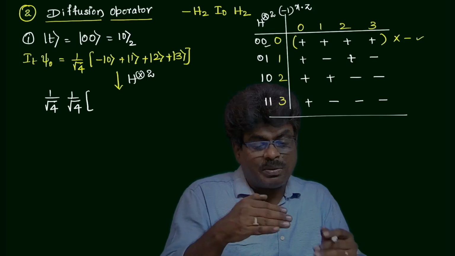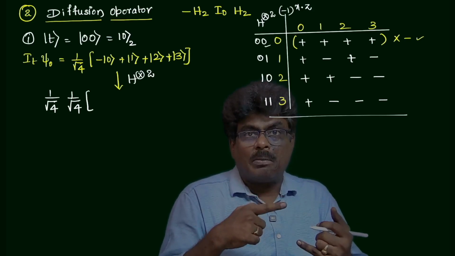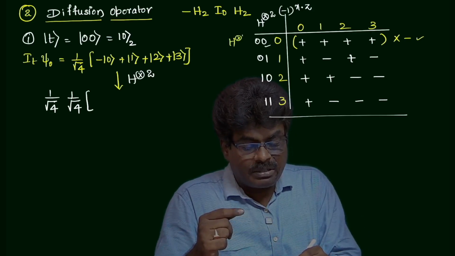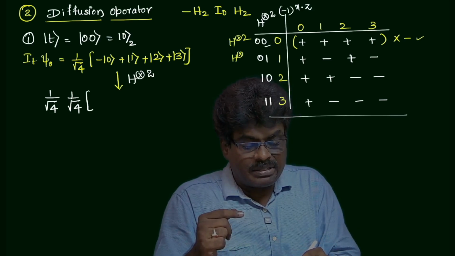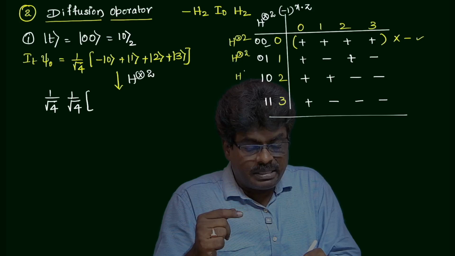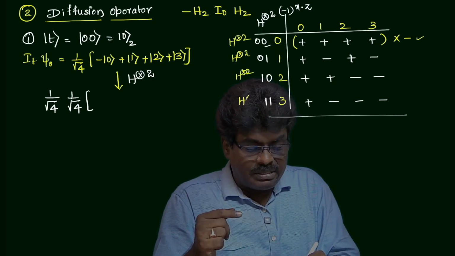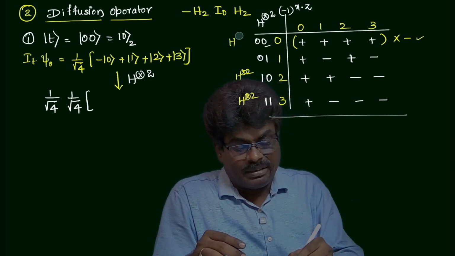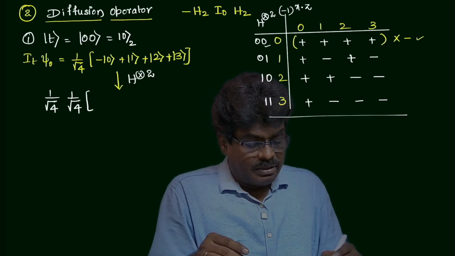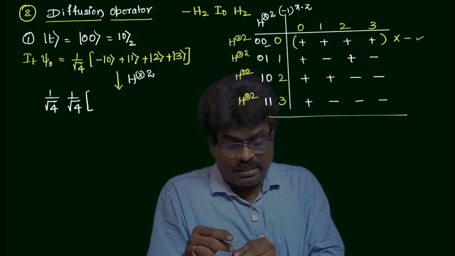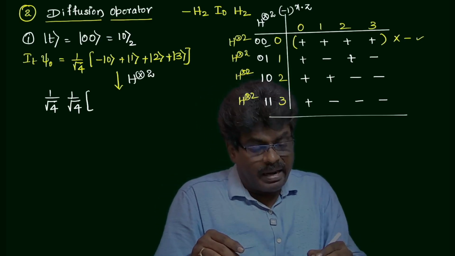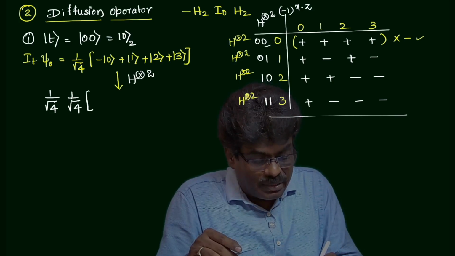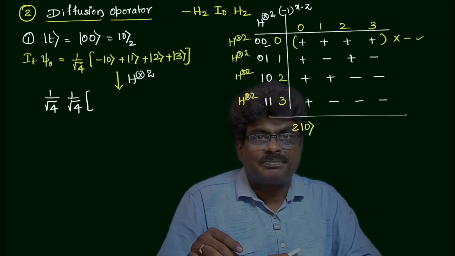Because what you are doing is adding H tensor 2 on minus 0, H tensor 2 on 1, H tensor 2 on 2, H tensor 2 on 3. So then you are adding. I hope you understand. So just add this. Let me write this also, maybe you will understand. Then if I add, here you will get minus, this is a plus, both cancel. You will get a 2 into 0.